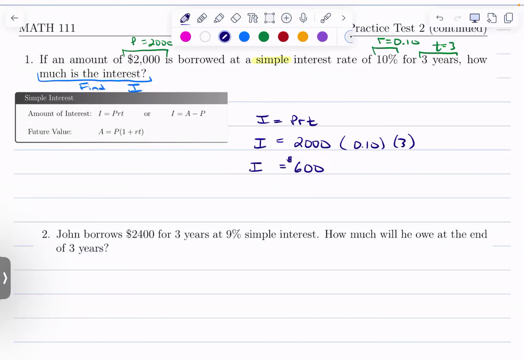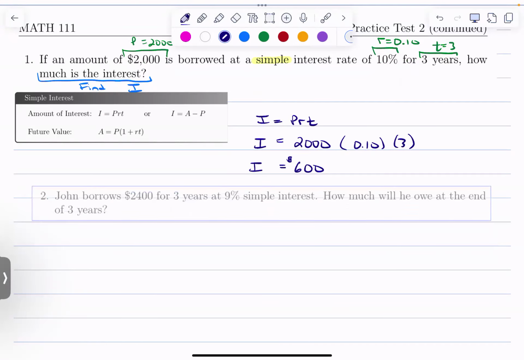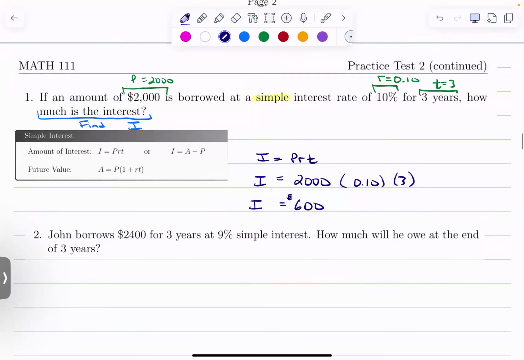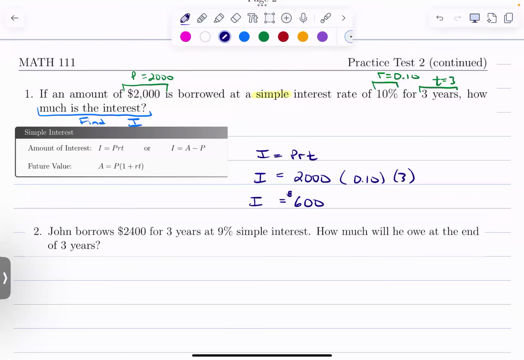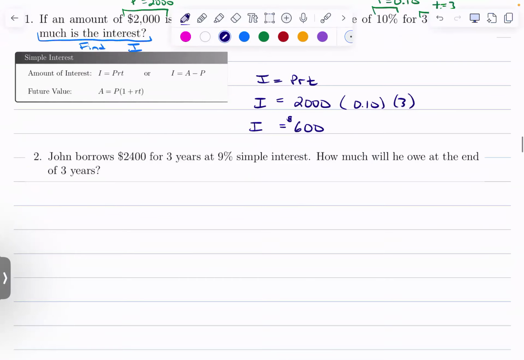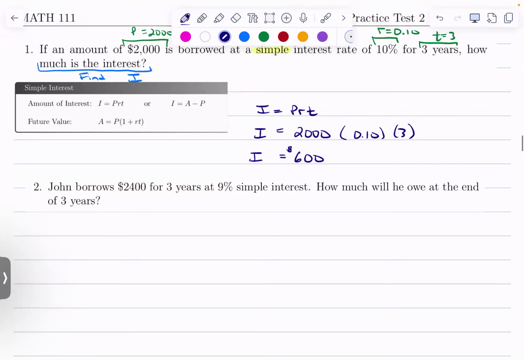Nice and breezy. Any questions about that one? Okay. Hopefully I calculated 2,000 times 0.1 times 3. Yeah. Okay.